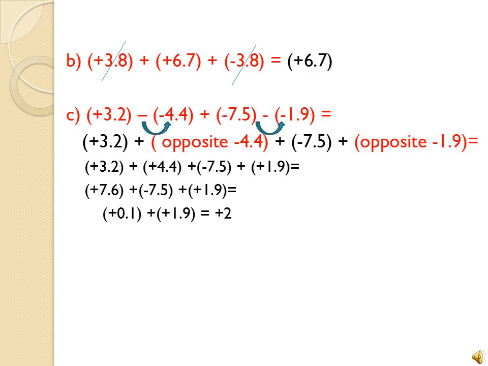Part B. Plus 3.8 plus 6.7 plus minus 3.8. First I check if I have opposite numbers, which are the same number but with different signs. Yes, I have 3.8 and minus 3.8, the same number with different signs, so they cancel each other and give me 0. So I can cancel them directly. What remains is 6.7. So the answer is plus 6.7. Done.